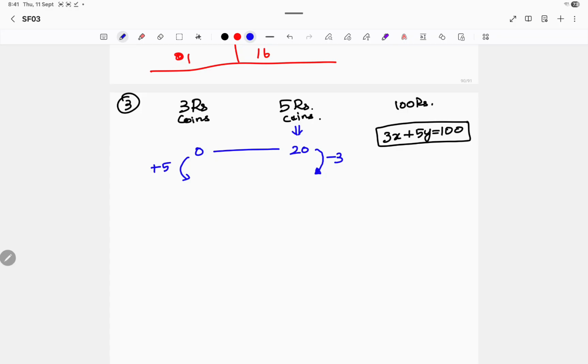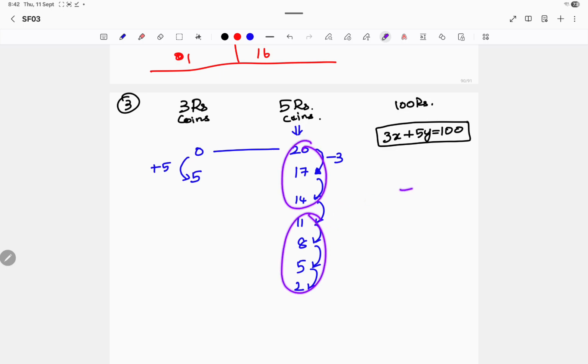So if I remove 3 of these, what I will be getting is 20 minus 3, 17 5 rupee coins, and 0 plus 5, 5 3 rupees coins. And the next solution would be 14, then the next solution would be 11, the next solution would be 8, the next solution would be 5, and the next solution would be 2. Beyond this, we don't have. And right now we can see that 3 plus 4, 7 possible solutions are there. We can stop right here, but we will not do that. We will still go ahead and verify if our answers are correct. So this is minus 3 and this is plus 5.